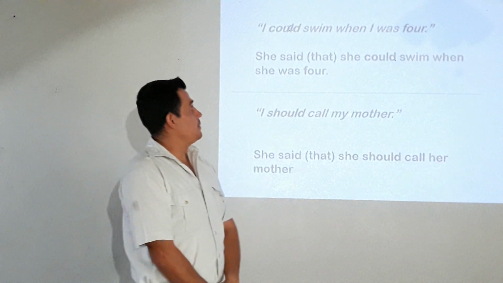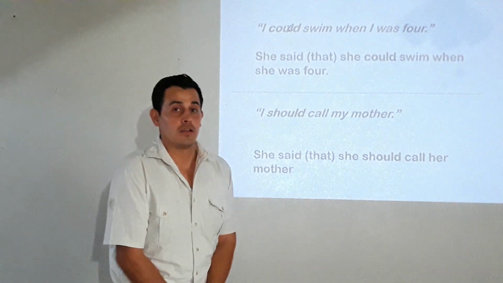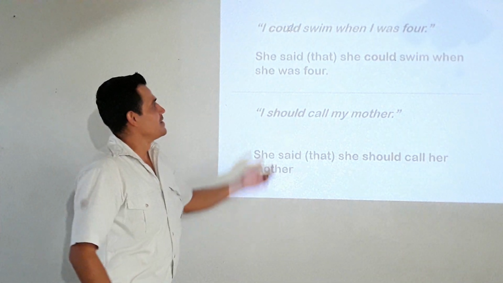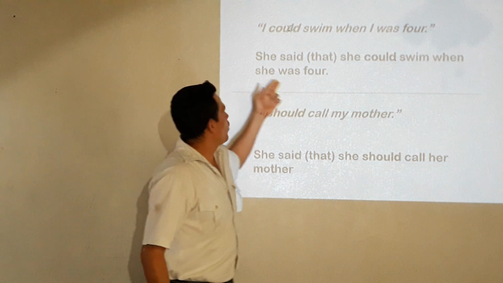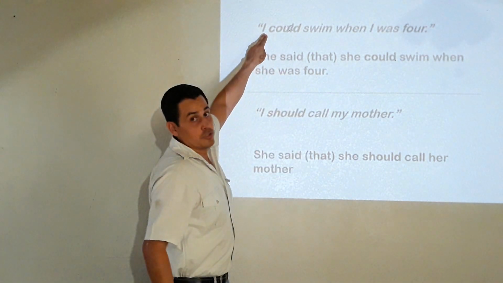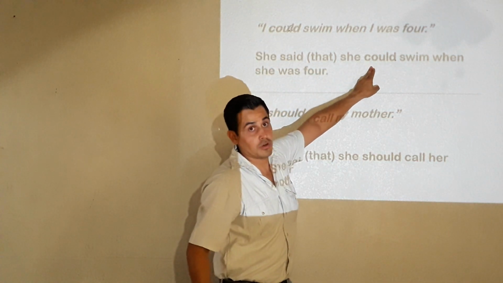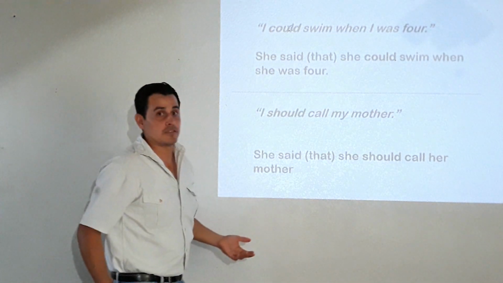Examples: I could swim when I was 4. Oh, this guy was lucky. I didn't even have water. I wouldn't even want to mention a pool. Okay, and she said that she could swim when she was 4. Okay, this person said it and used could. So now, when you report, you can use could, and there are no issues whatsoever with this.